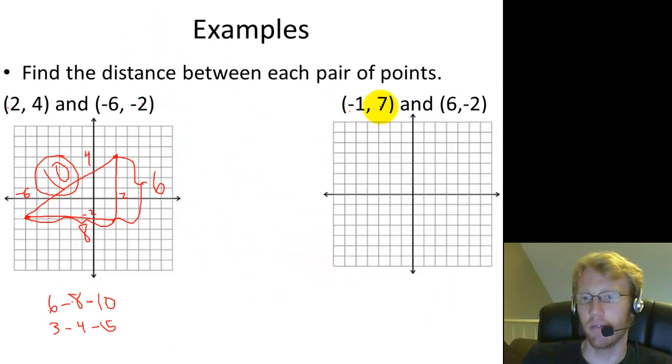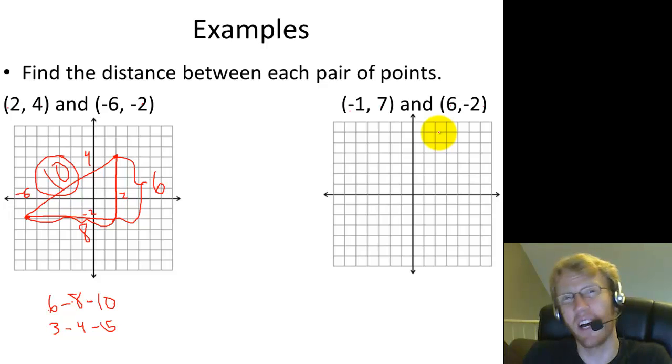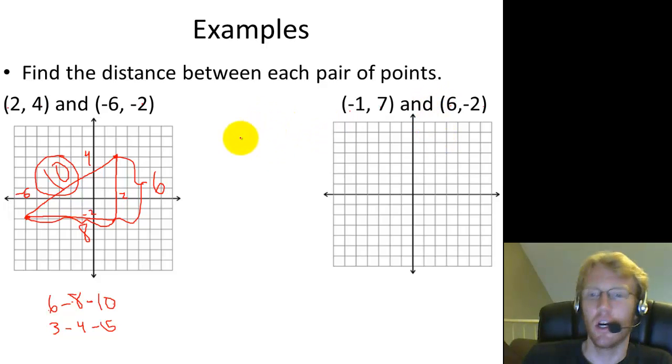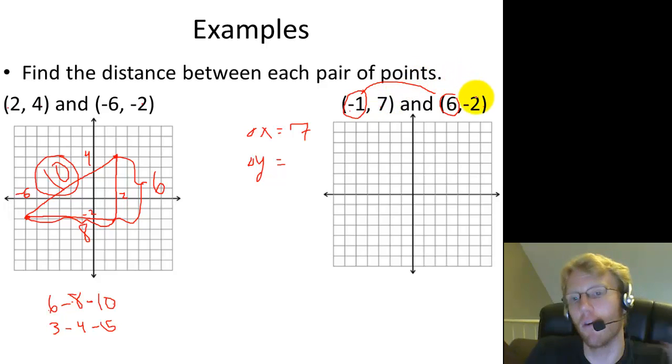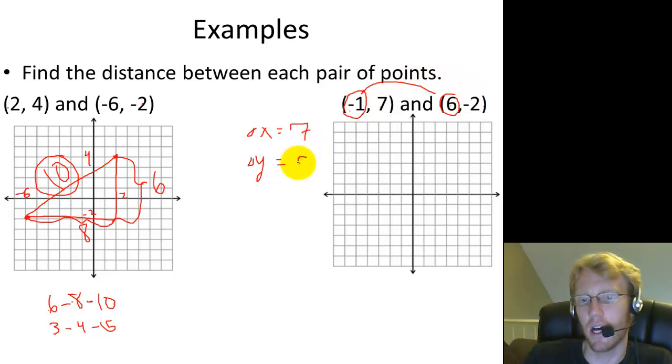How about here? -1, 7, and 6, -2. Let's try this one without actually drawing the picture, just for fun. Our delta x, or one of our legs values, we started at -1, and we ended up at 6. How far away is that? Well, that's 7. How about delta y? We started at 7, and we went down to -2. How far away is that? That's a distance away of 9.